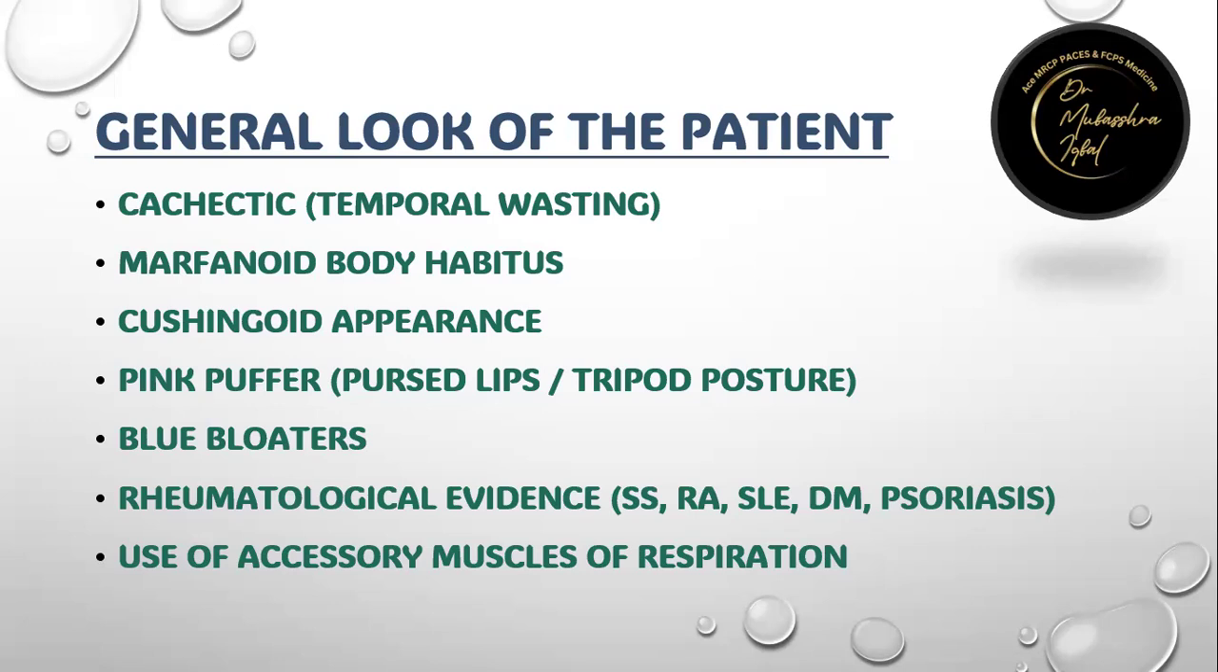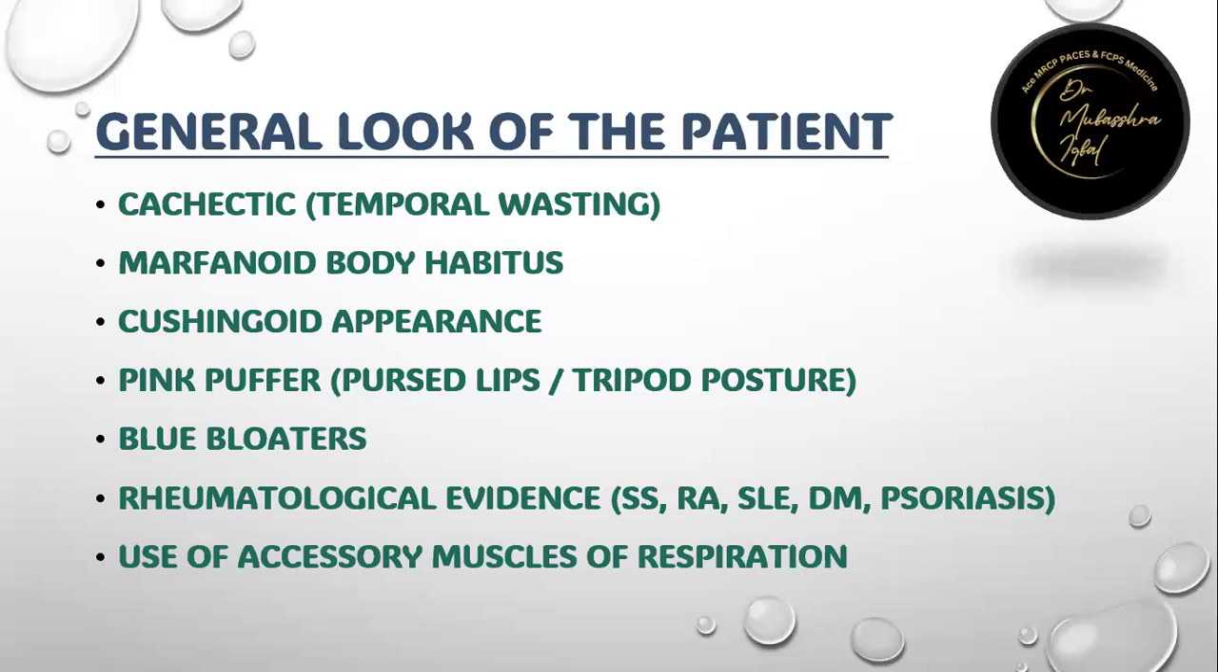For example, if the patient is cachectic, has temporal wasting, and the overall look is quite emaciated, it will give you a clue that it might be a case of obstructive lung disease in the form of chronic obstructive pulmonary disease, or it might be a case of bronchogenic carcinoma. If he has a Marfanoid body habitus, then you will look for pulmonary fibrosis or any chest deformity in the form of pectus excavatum. If he is Cushingoid, how will it help you in your findings in the chest? It will give you a clue that this patient might be taking steroids, oral corticosteroids.